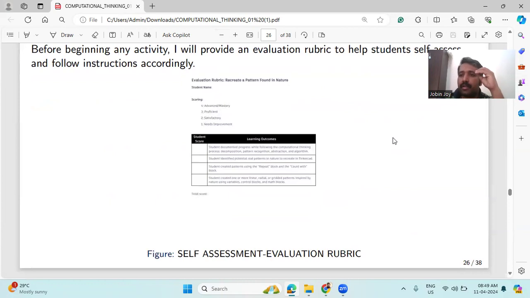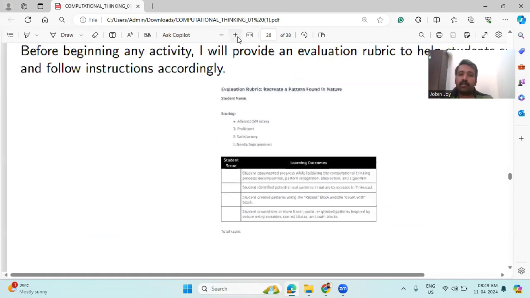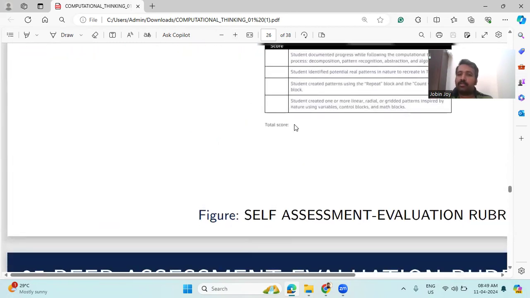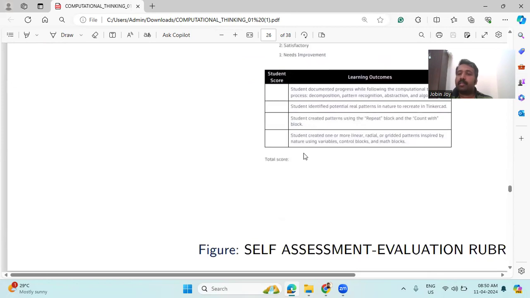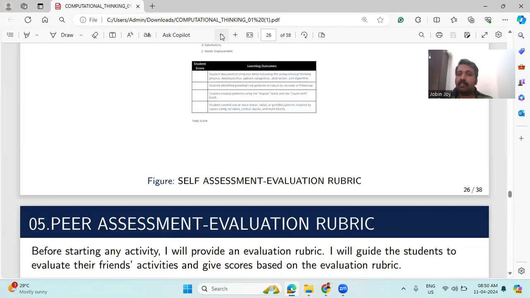So after finishing this activity, there will be three evaluations. One is self-evaluation, the second one is peer evaluation, and the third one is teacher evaluation. Self-evaluation means that once the student finishes their activity, they have to evaluate their performance based on the evaluation rubric. They have to review the rubric and write their own score here. Total score. What is the total score? Based on the 4 different outcomes and this evaluation rubric, they should write their score here. So this is called a self-evaluation.